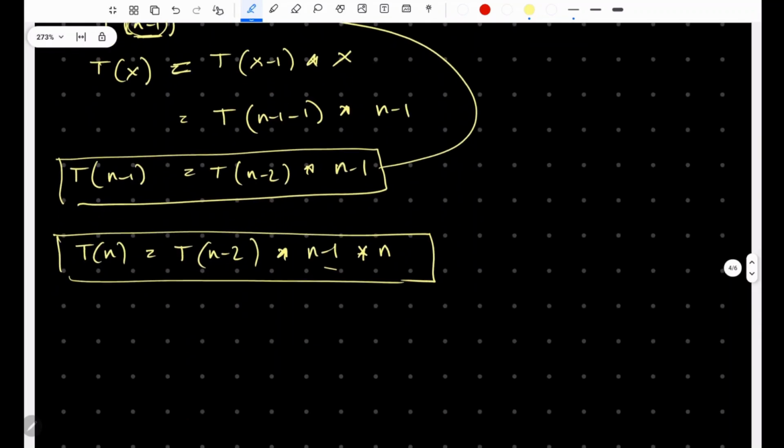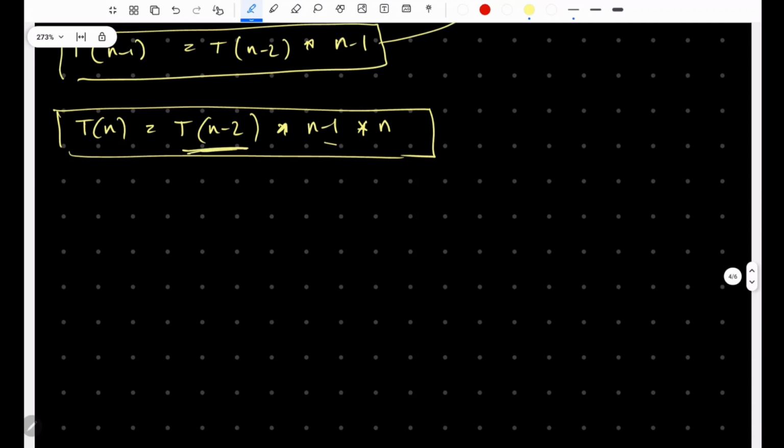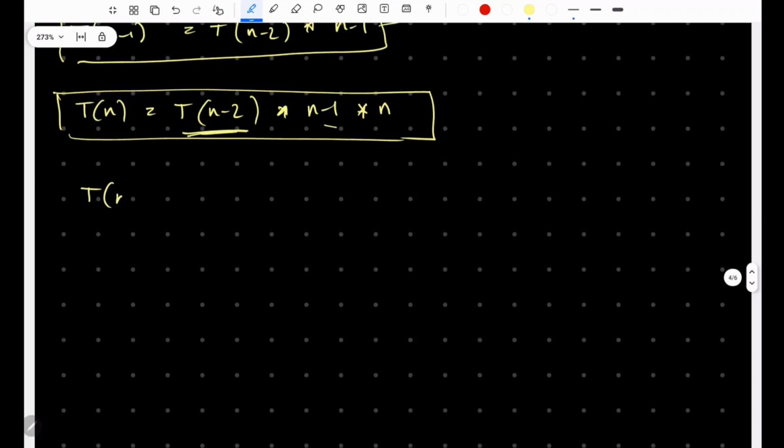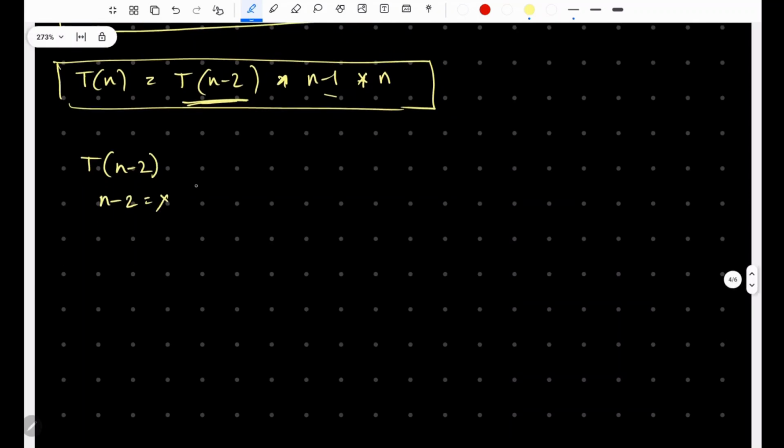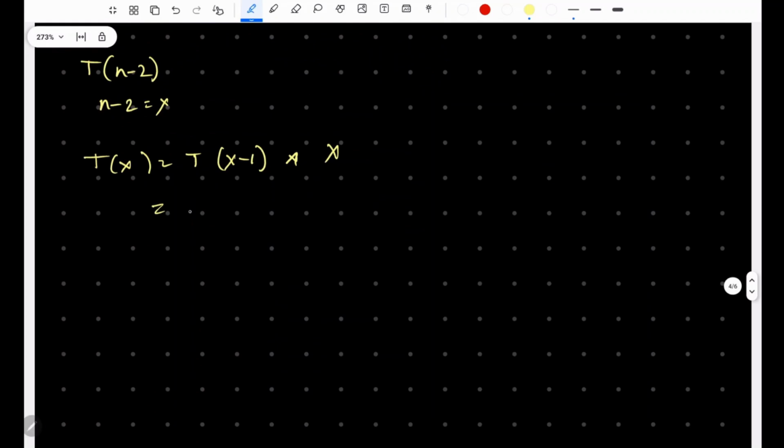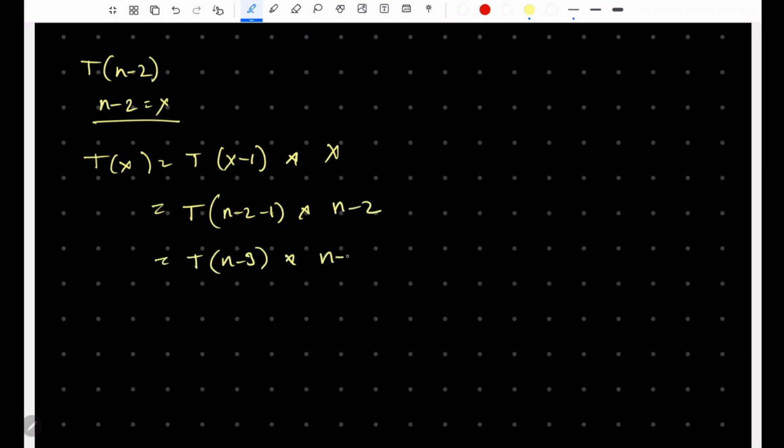Now we will find t of n minus 2. Again, let's take n minus 2 equal to x. So t of x is equal to t of x minus 1 into x. Here x is n minus 2, so we put t of n minus 2 minus 1 into n minus 2. So we get t of n minus 3 into n minus 2.